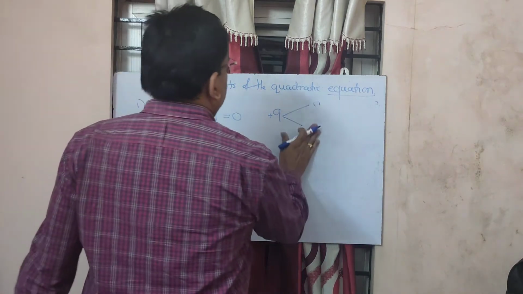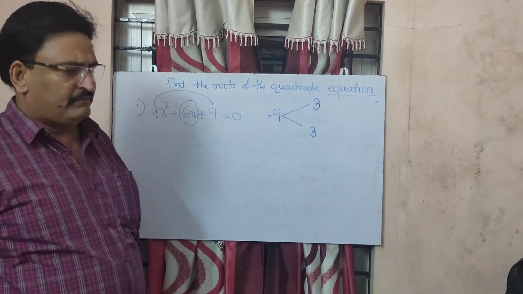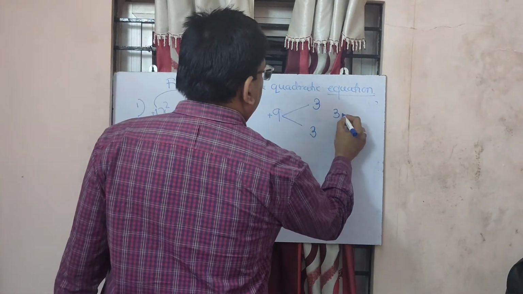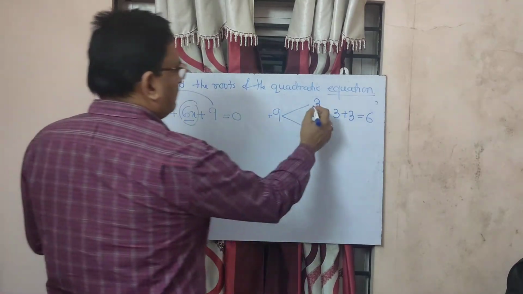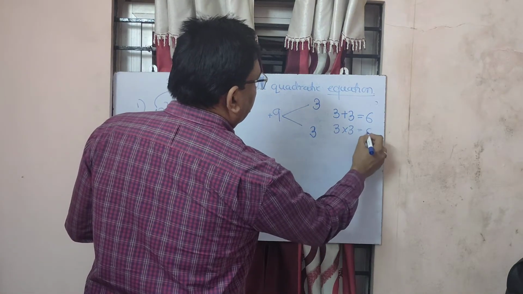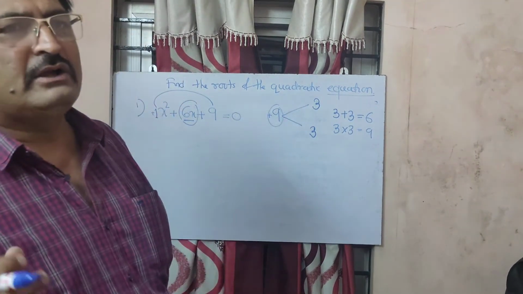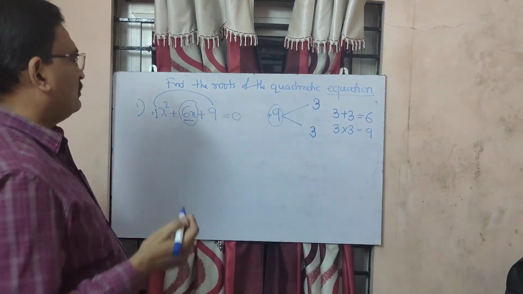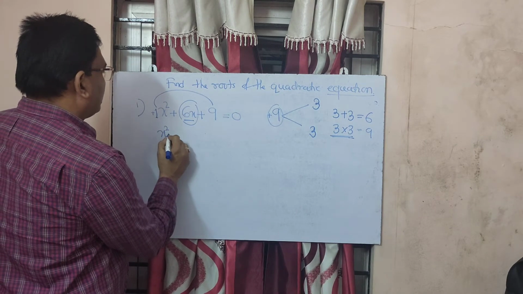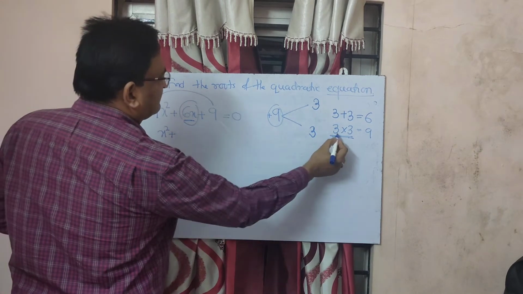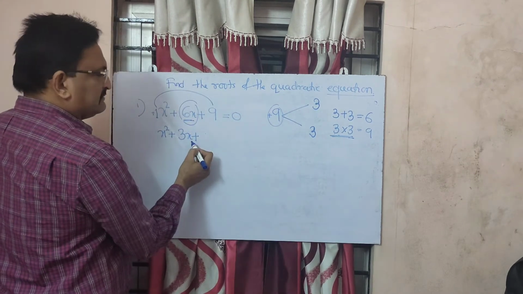So now let us take another, 3. Now 3 3s are 9. If you multiply 3 into 3, we get 9. And 3 plus 3 is how much? 6. Now here it is 6. So this is how we get the splitting of the middle term. So now use this number. Always use this number. x square plus, in place of 6x, 3x. 3 is the number, x is always there.